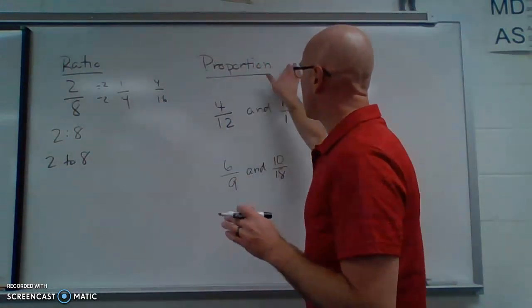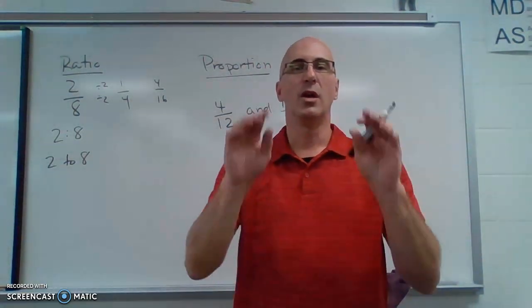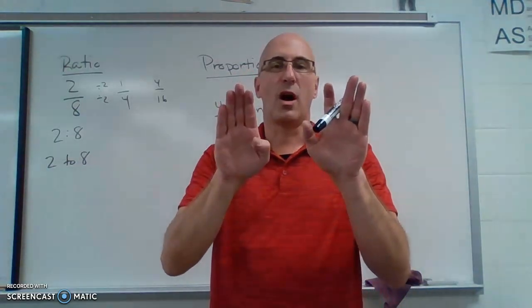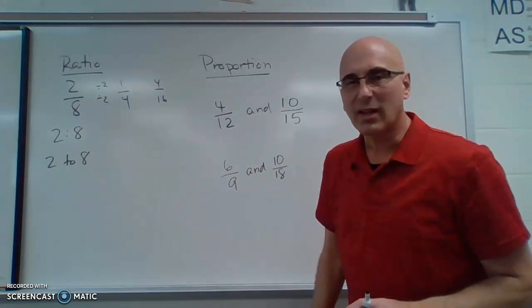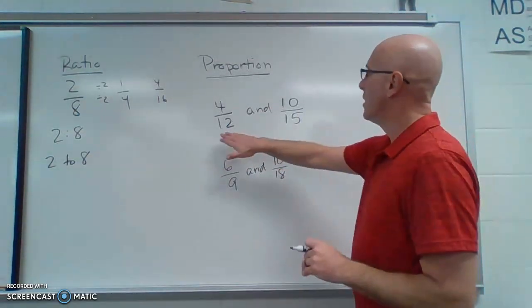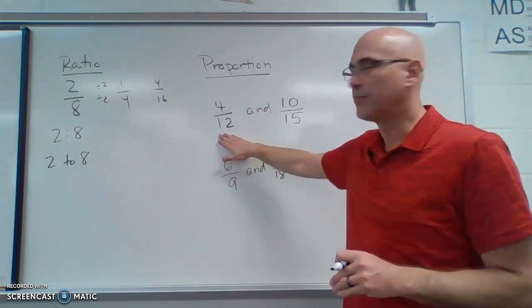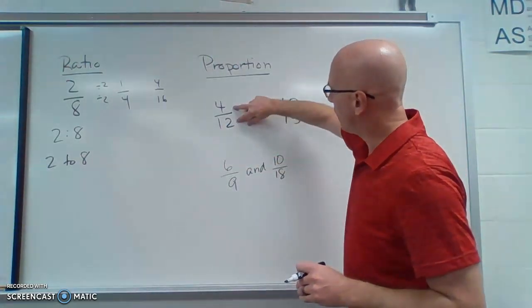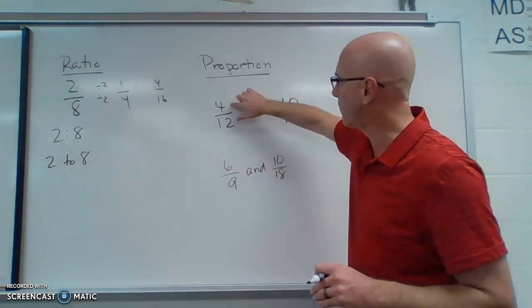Then we have what's called a proportion. This is a special kind of equation when two ratios are equivalent. So they kind of look like fractions. So what we do is we try to get them in a simplest form. So 4 to 12, we might notice that we could divide each of these by 4.